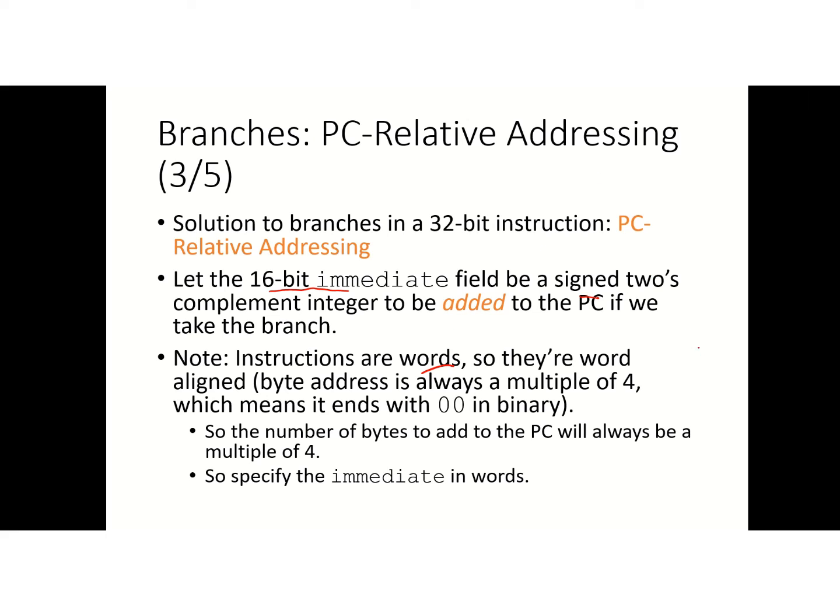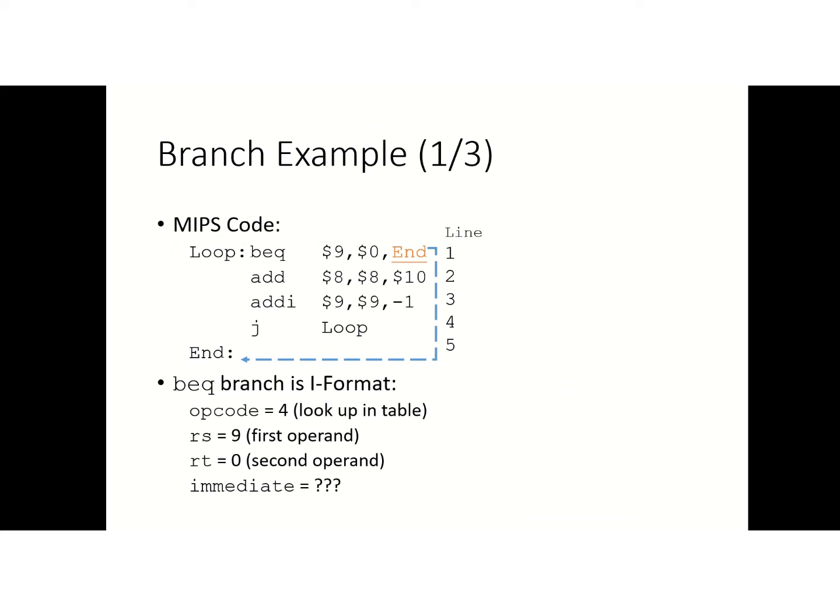Okay, so an instruction is 32 bits in size, whereby it occupies 4 cells of bytes: 1 byte, 1 byte, 1 byte. Since the byte address is always a multiple of 4, and 4 in binary is 100, that's why it ends with 00 in binary. So the number of bytes to add to the PC will always be a multiple of 4. So we will specify the immediate in words.